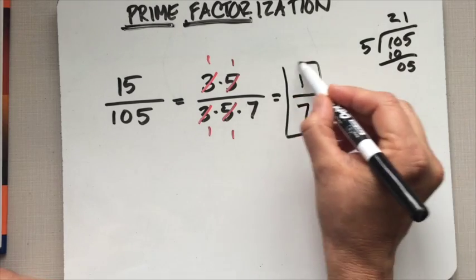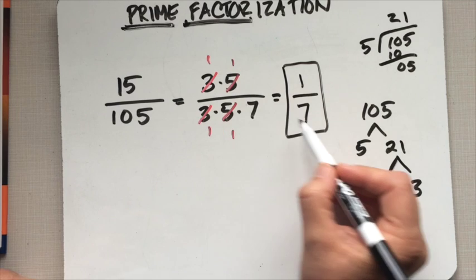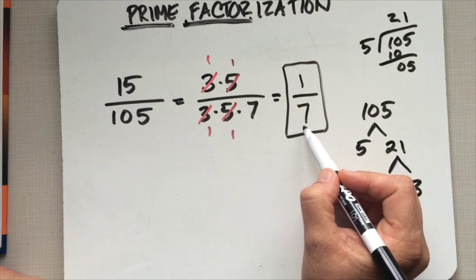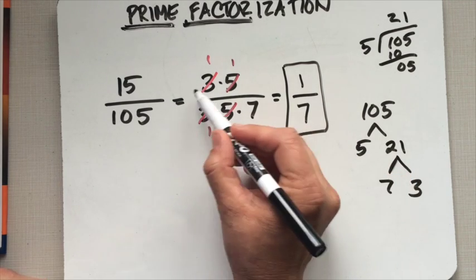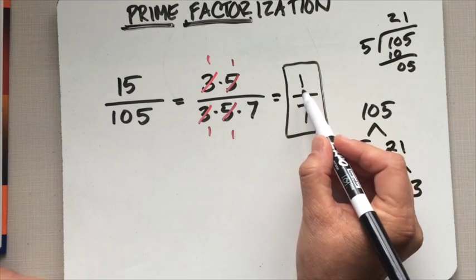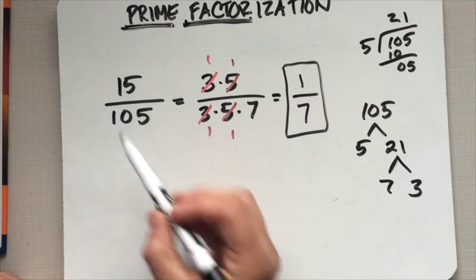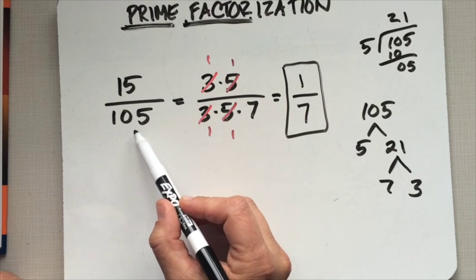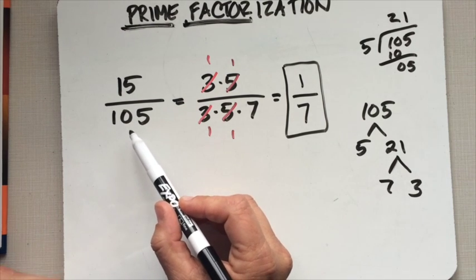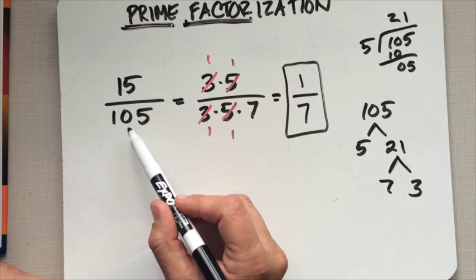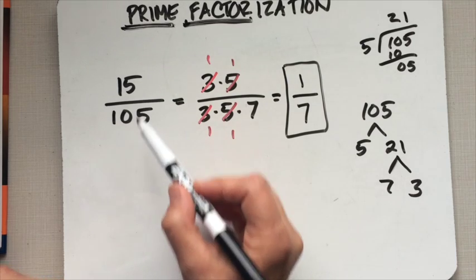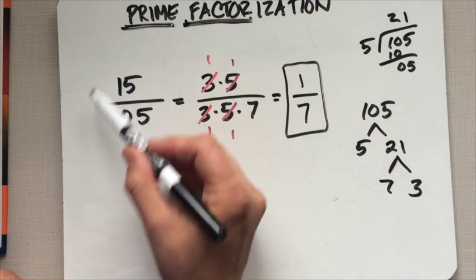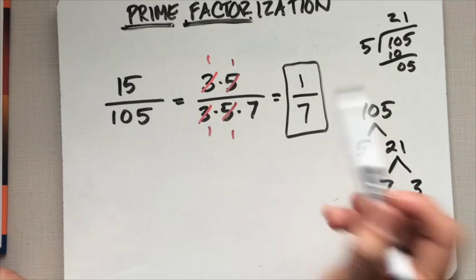You have 1/7. The factors in the denominator stay in the denominator. If everything in the numerator cancels, what's left in the numerator is a 1. And this number is obviously smaller than 1, quite a bit smaller than 1. There's no way it could equal 7 because the numerator is smaller than the denominator. So the simplification of 15 over 105 is 1 over 7.